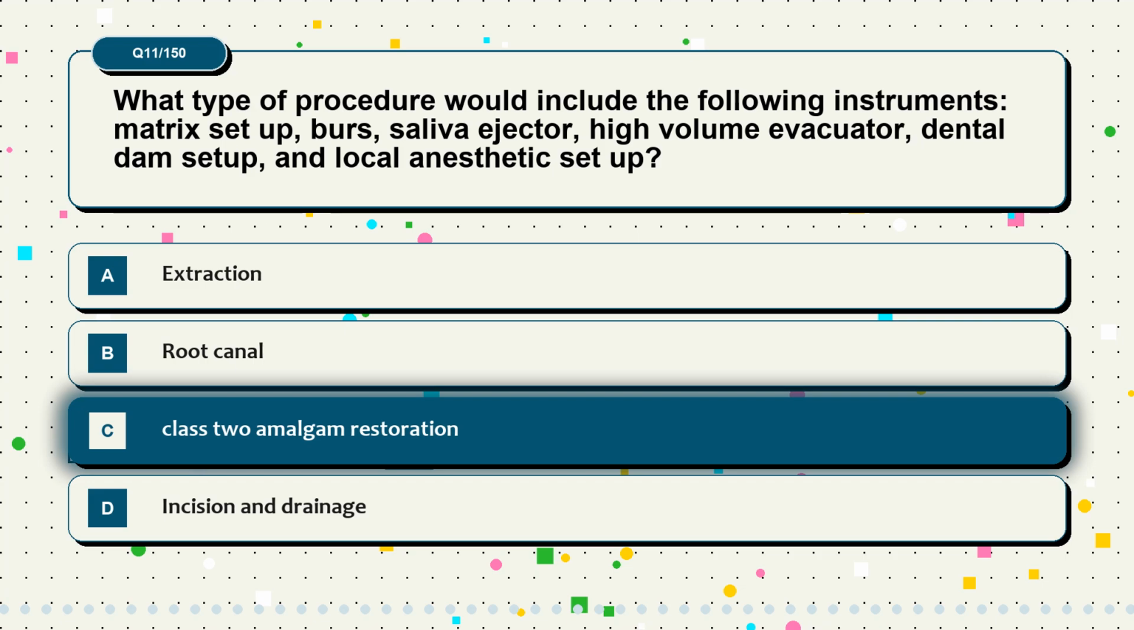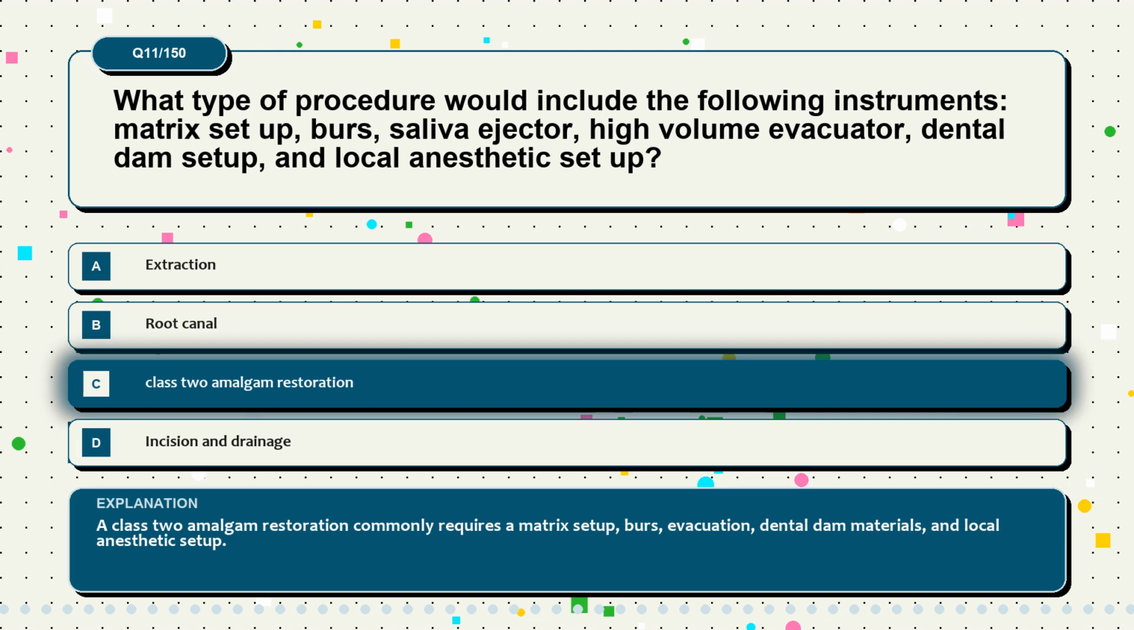The correct answer is option C, Class II amalgam restoration. A Class II amalgam restoration commonly requires a matrix setup, burrs, evacuation, dental dam materials, and local anesthetic setup.